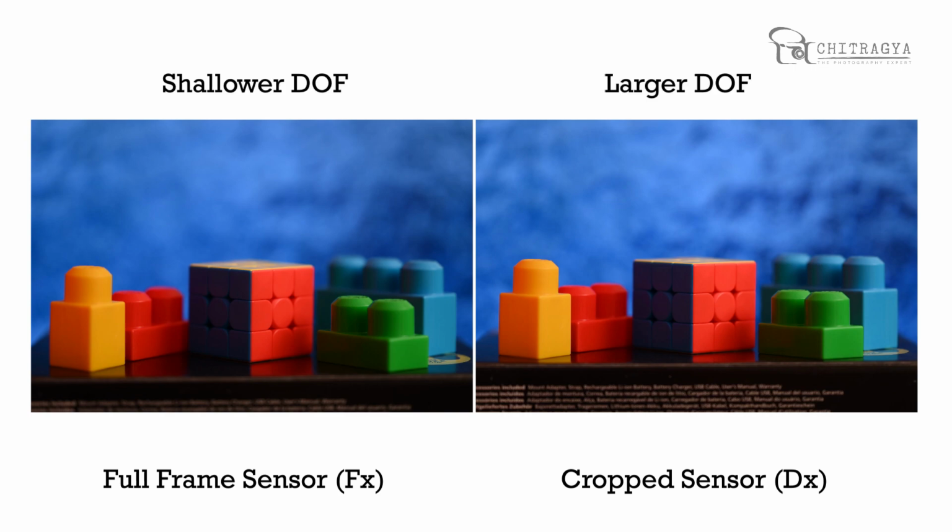Also, when the focal length is more, the DOF is shallower. That is why an FX body would produce a shallower DOF as compared to a DX body when it fills the frame with a subject of the same size.